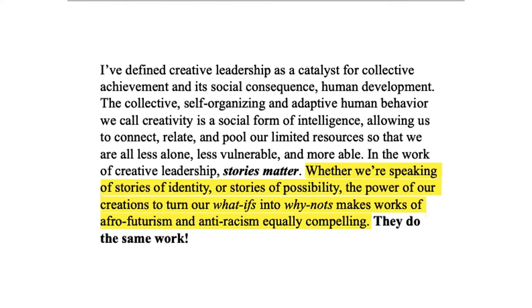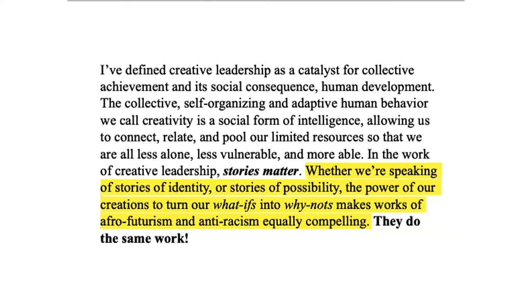I'm going to just give you a definition, if I can. I've defined creative leadership as a catalyst for collective achievement and its social consequence, human development. The collective, self-organizing, and adaptive human behavior that we call creativity is a social form of intelligence, allowing us to connect, relate, and pool our limited resources so that we are all less alone, less vulnerable, and more able. In the work of creative leadership, stories matter.